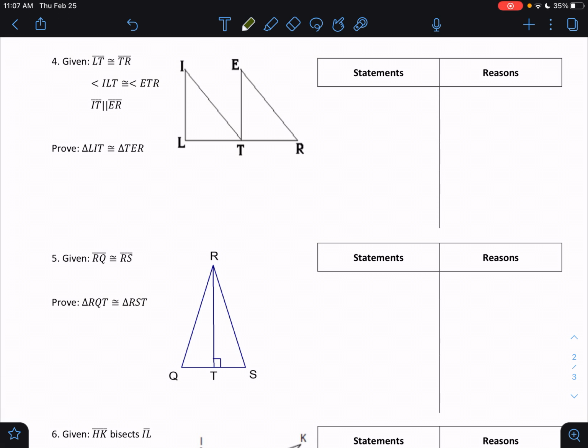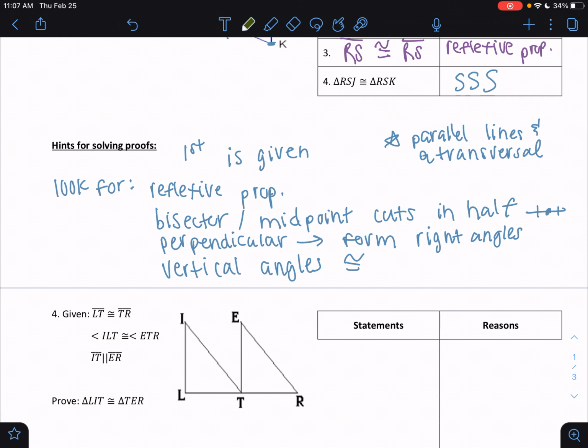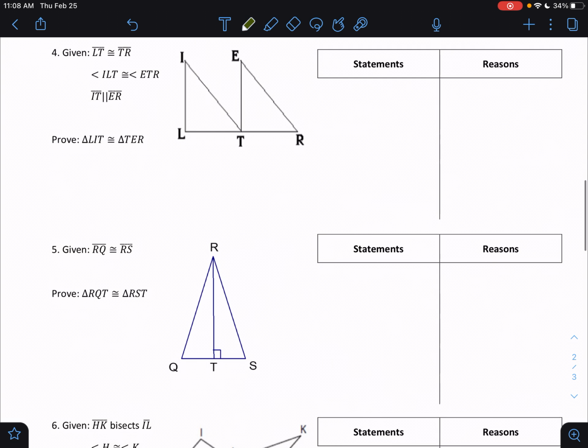So we're going to start with number 4, and at this point, we need to start making the statements on our own and the reasons on our own. So remember how I said before, we have some hints here and some things to look for. Remember, one of them was the first thing is always going to be given. So for the statements, I'm going to number this number 1. That'll help us keep it organized. And we are just going to rewrite what is given.